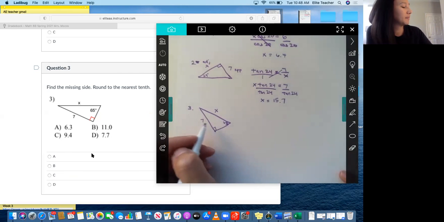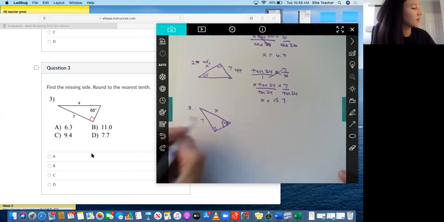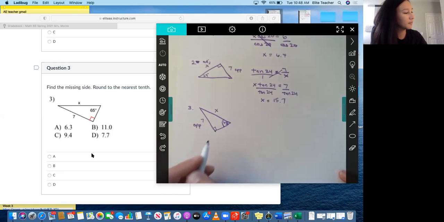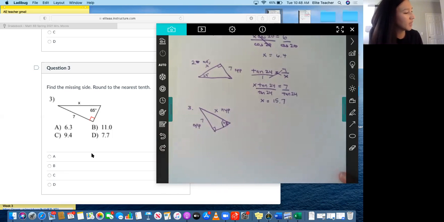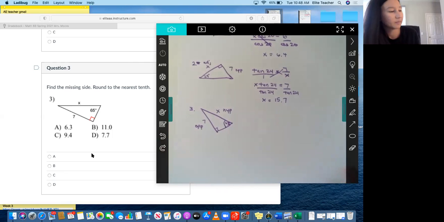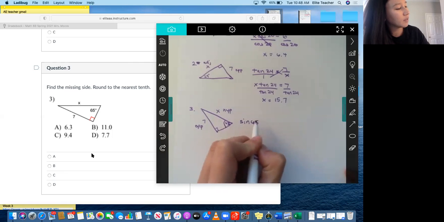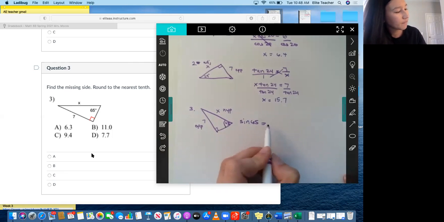So what's 7? Is it opposite, adjacent, or hypotenuse? Opposite. Yep, because we're using this angle, which is 65. So 7's our opposite side, and what's our x? Hypotenuse. X is the hypotenuse. Okay, so are we using sine, cosine, or tangent? Sine. Yep. So the sine of our angle, which is 65, equals what? It would be 7 over x.